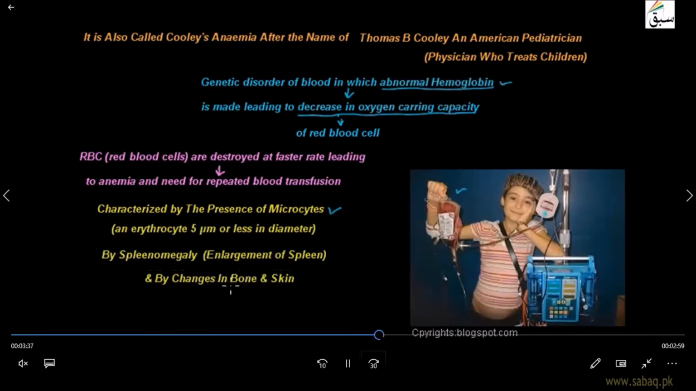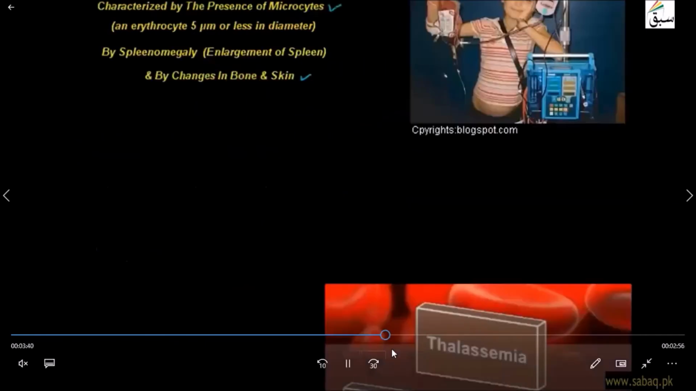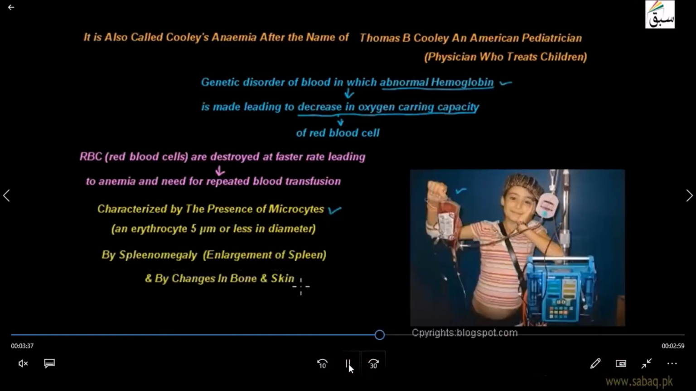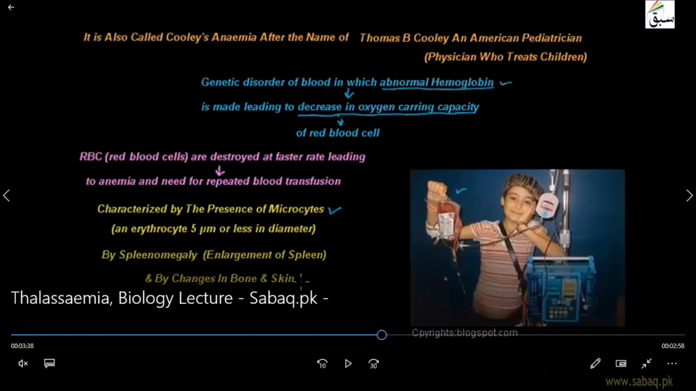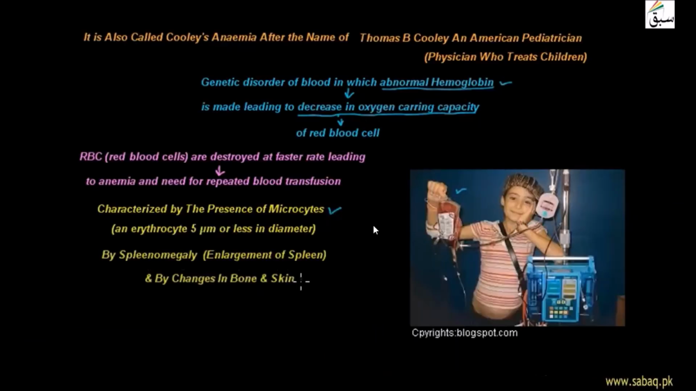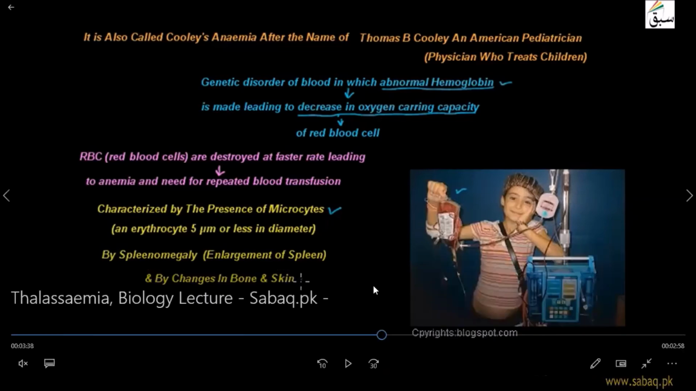Second, by splenomegaly, that is, megaly means bigger, enlargement of the spleen. The spleen is that organ of your body in which the RBCs are destroyed. So the second characteristic is enlargement of the spleen, or changes in bone and skin. Now, what do you mean by splenomegaly? How is splenomegaly telling you?